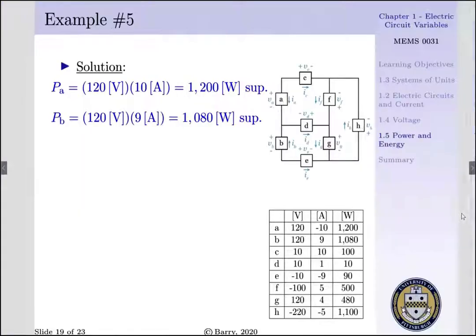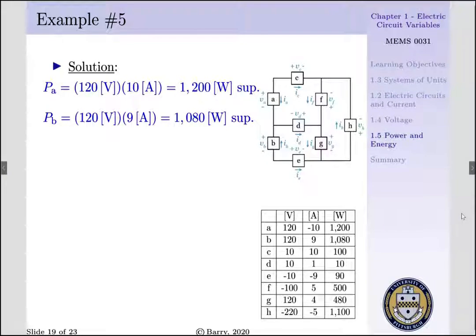If we go to element B, we see this is drawn in the active sign convention, where we have a voltage potential of 120 volts and we have a current of 9 amps running through. Thus, we're supplying 1080 watts. If we go to element C, this is drawn with respect to our passive sign convention. We're going from a high to a low potential, i.e. a potential of 10 volts, and this element is carrying 10 amps. Thus, we are dissipating 100 watts.